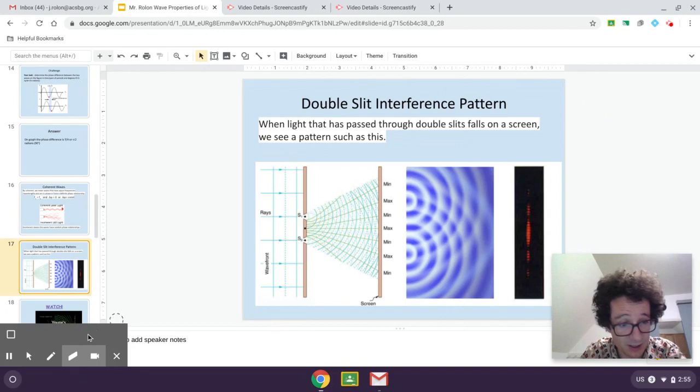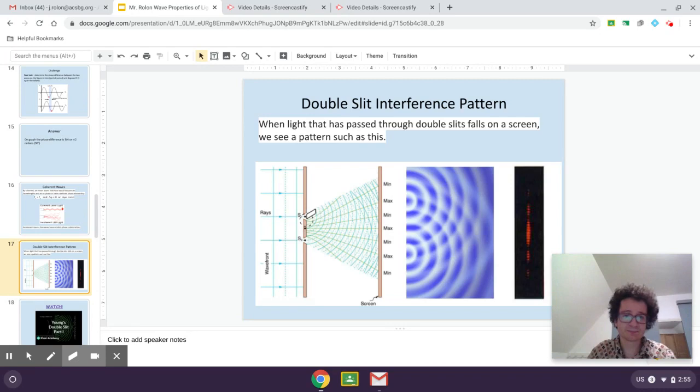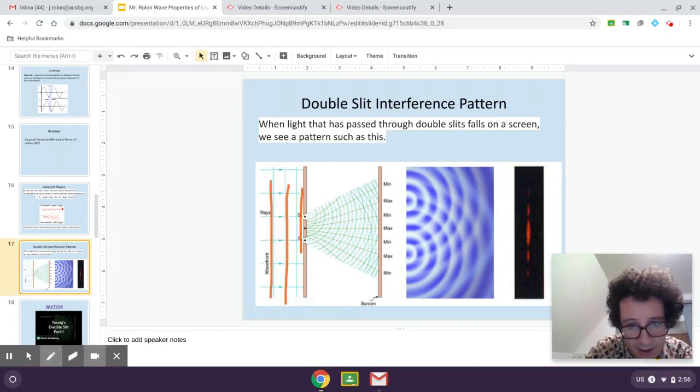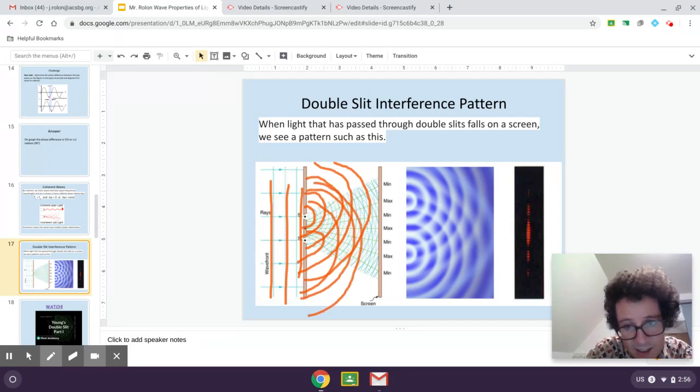So what's going to happen when they reach these two little spaces here? They're going to diffract. Again, they come here and they start to do this, like the sound in the rooms that we were talking about. And again, the difference between this line and this one is lambda, the wavelength.